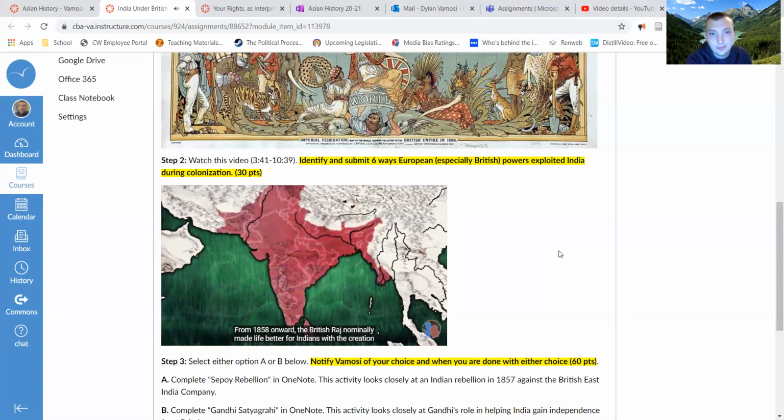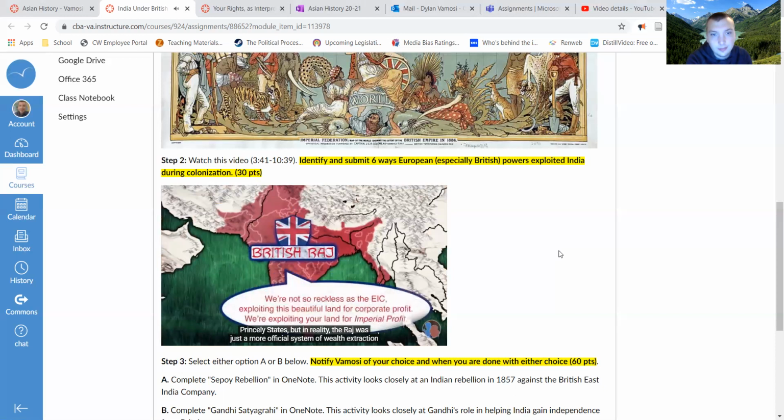From 1858 onward, the British Raj nominally made life better for Indians with the creation of an Indian civil service and the partial recognition of sovereignty to a series of princely states, but in reality, the Raj was just a more official system of wealth extraction and racial oppression that had been going on for over a century.